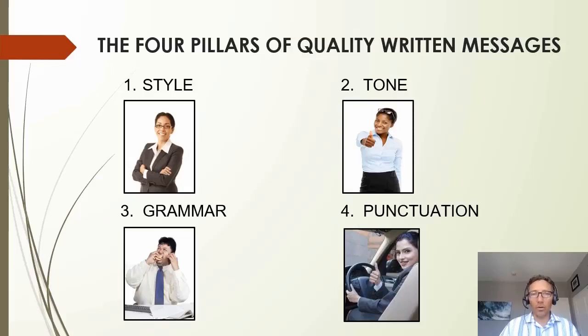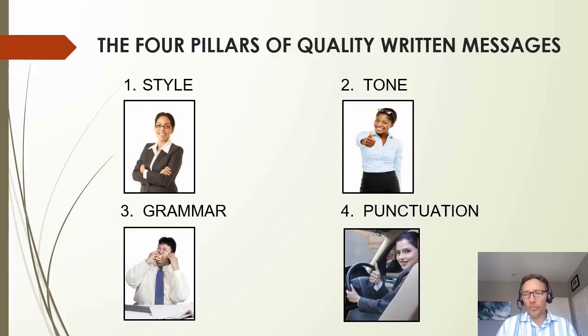So what I want to talk about are the 4 pillars of quality written messages. And this is kind of boiling down Chapter 4 into these 4 main buckets: style, tone, grammar, and punctuation. And let me top line these for you. Style is essentially the clothes that your document is wearing. Is it informal or is it formal?